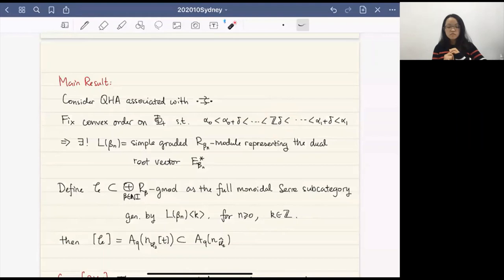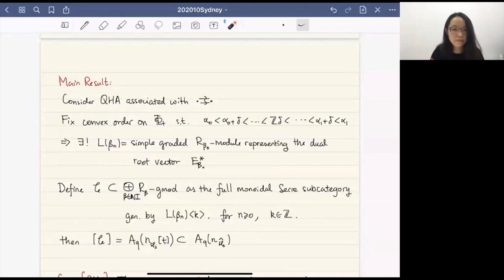And then, when you fix this convex order, there's this notion of root vectors and dual root vectors in the quantum group for all the positive roots. In this case, it follows from work of Peter McNamara that the dual root vector e beta n is part of the canonical basis. So there's a unique simple module corresponding to it. And this simple graded R beta n module, I will denote by L beta n.